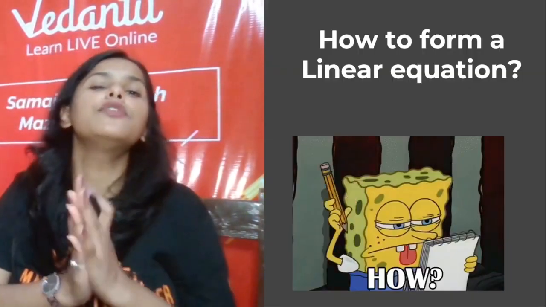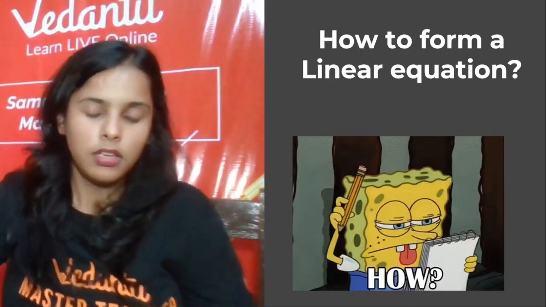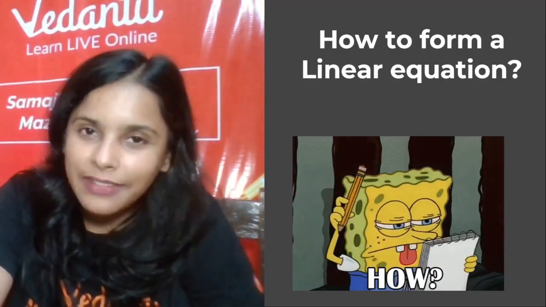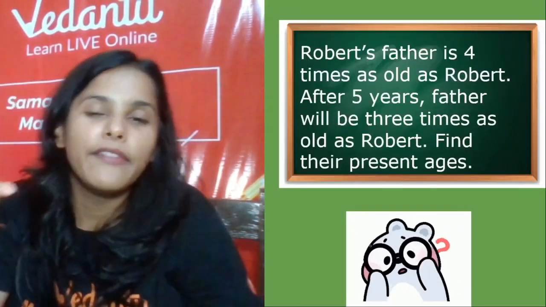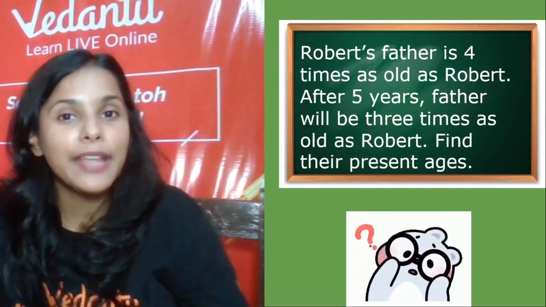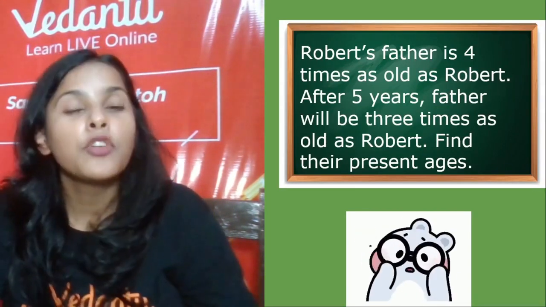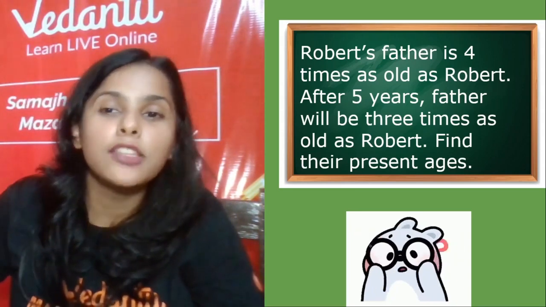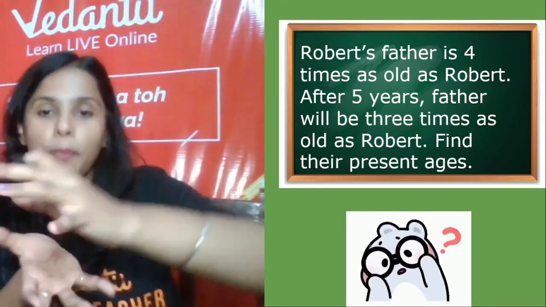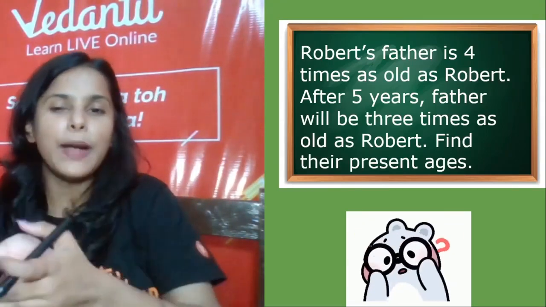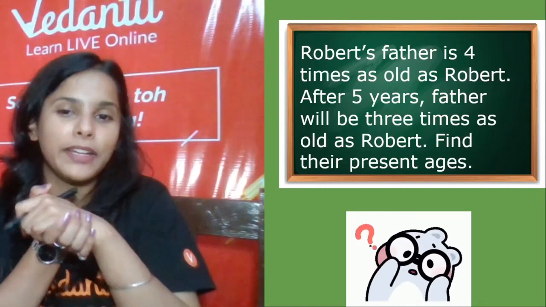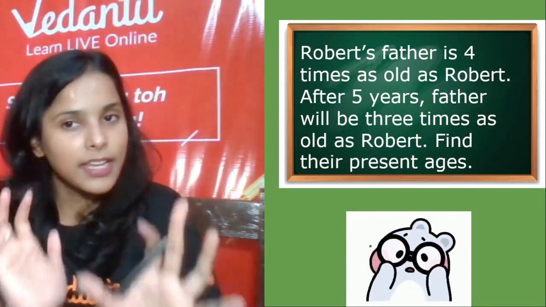Now, how to form a linear equation? What do we mean by forming a linear equation? I will tell you. For example, you have a statement given below. Robert's father is 4 times as old as Robert. That means Robert's father is 4 times as old as Robert. After 5 years, father will become 3 times as old as Robert. Find the present age.